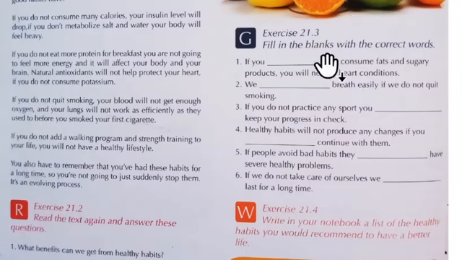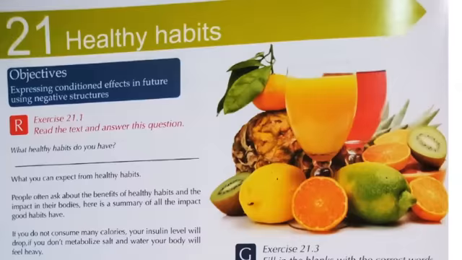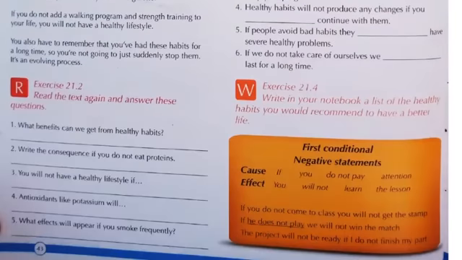It says fill in the blanks with the correct words. We have in this case 6 sentences, and the idea is to try to complete them with the right word. Now, don't forget that we are checking first conditional, but in this case we're going to check it in a negative way. Maybe you can write the condition in a negative way, or maybe the consequence in a negative way.